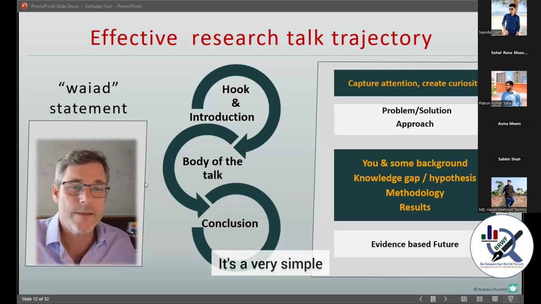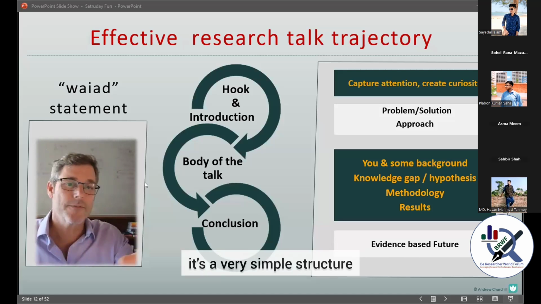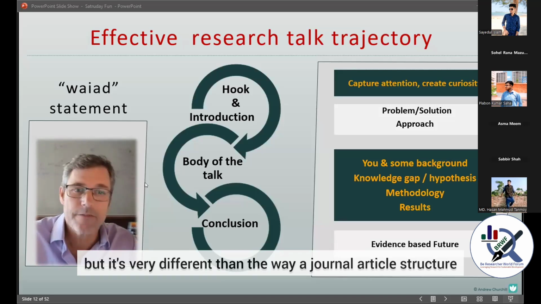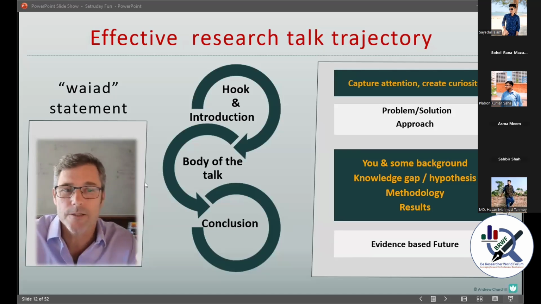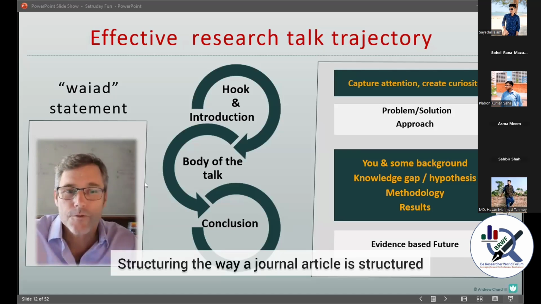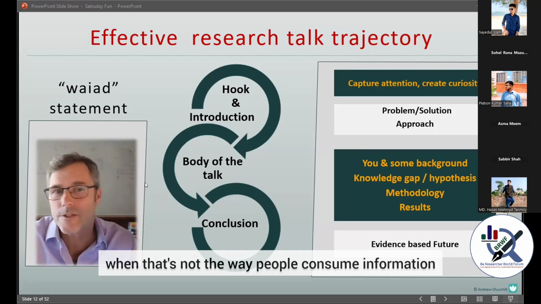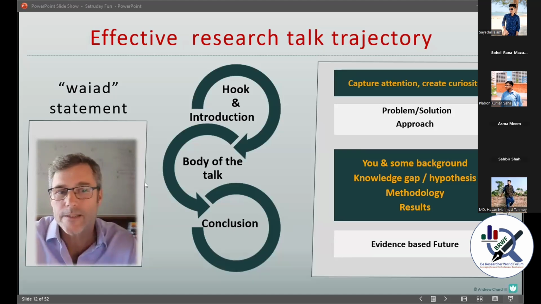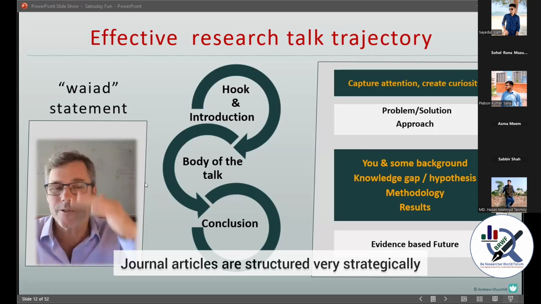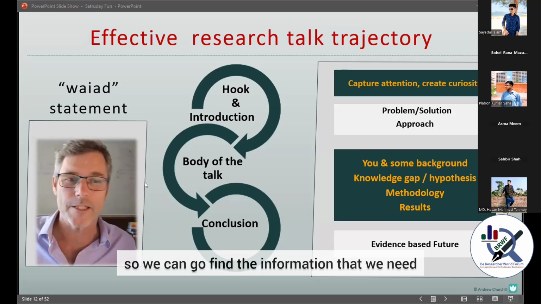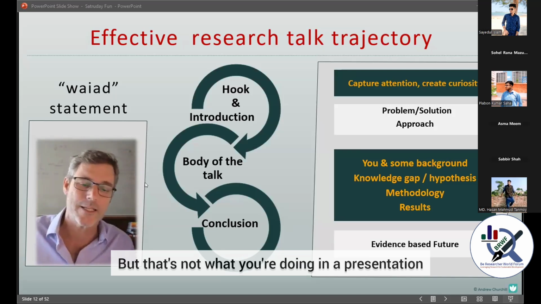It's a very simple structure, but it's very different than the way a journal article is structured. Structuring your talk the way a journal article is structured, when that's not the way people consume information, doesn't work. Journal articles are structured very strategically the way they are, so we can go find the information that we need. But that's not what you're doing in a presentation.